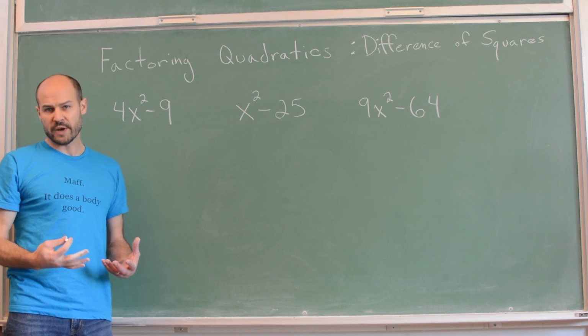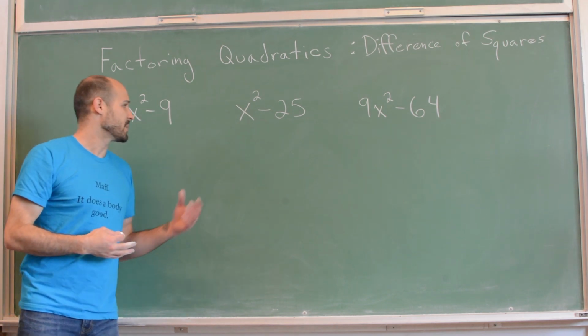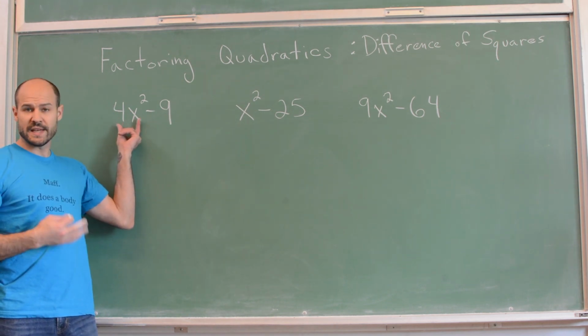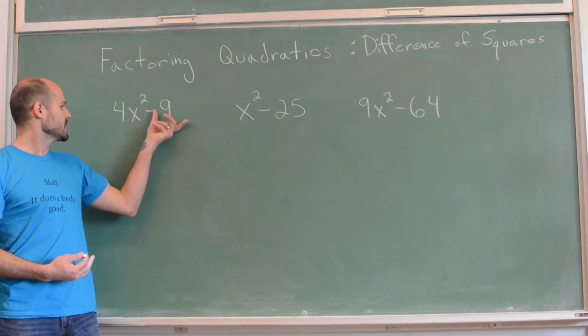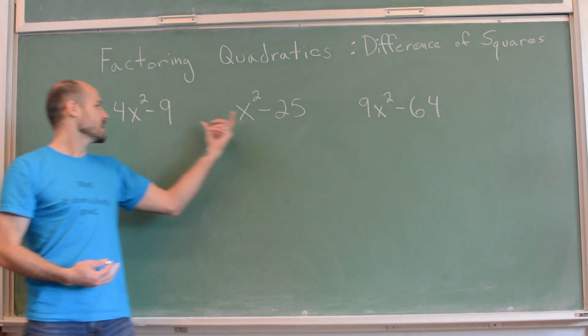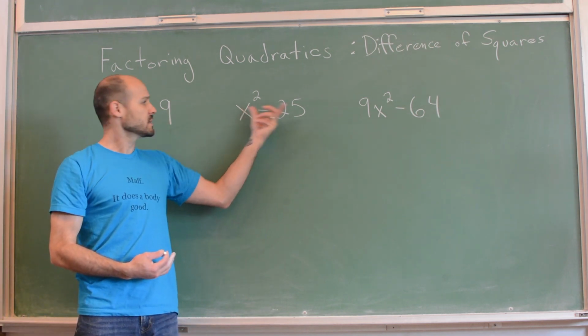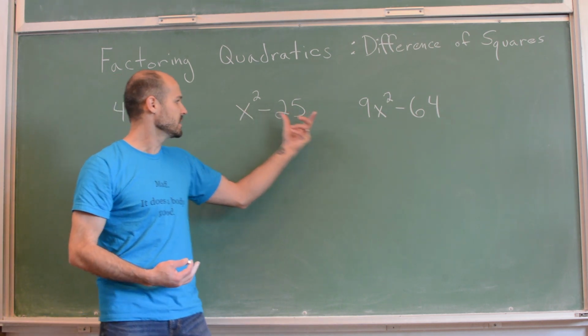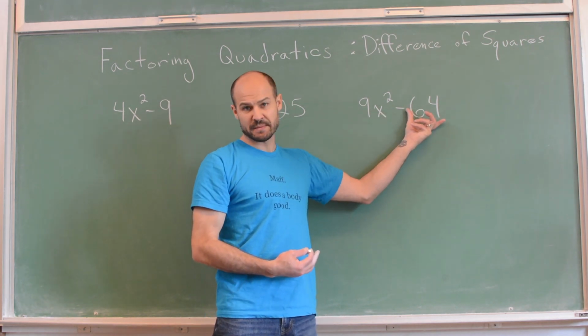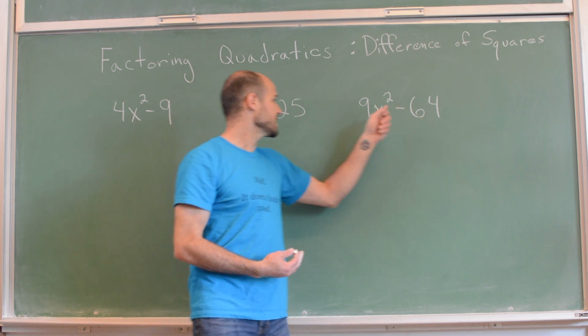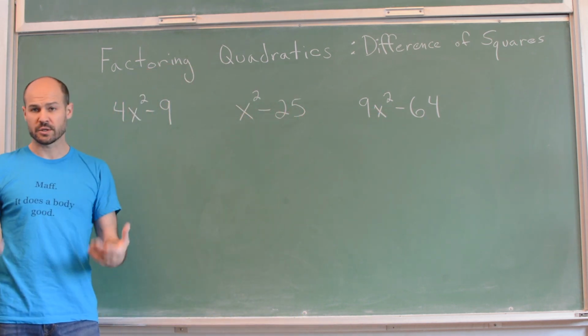In each of these quadratics, we have patterns happening, whereas each term is a perfect square. This is 2x times 2x. This is 3 times 3. This is x times x, 5 times 5, 3x times 3x, and 8 times 8. So notice every single term is itself a square.